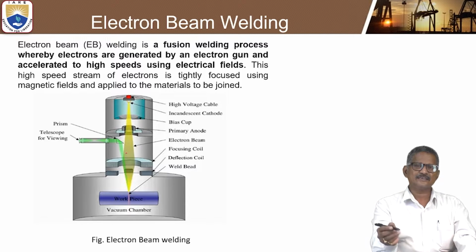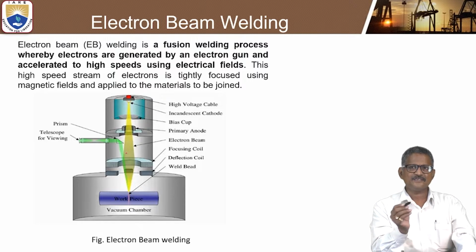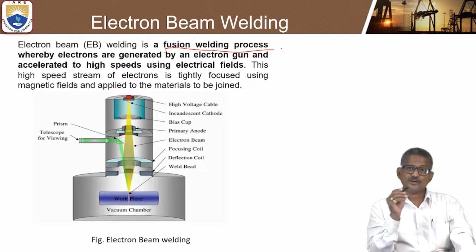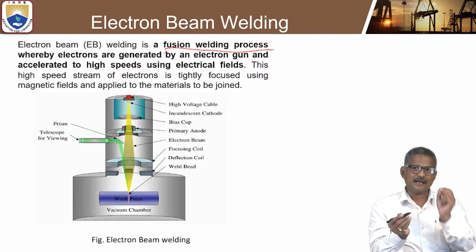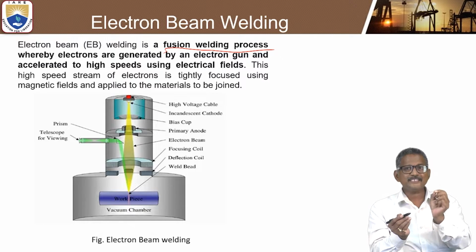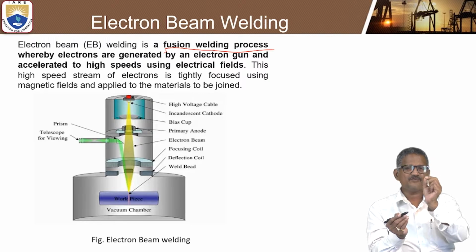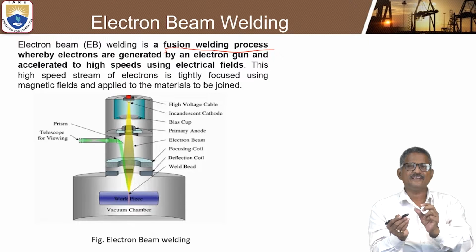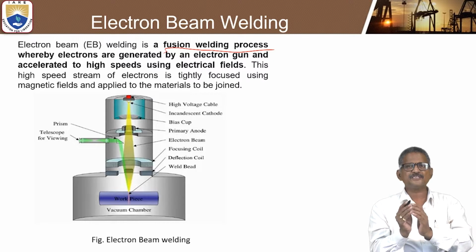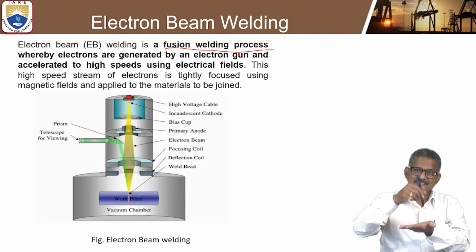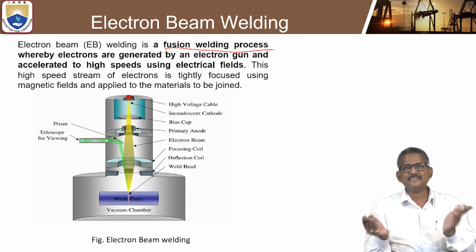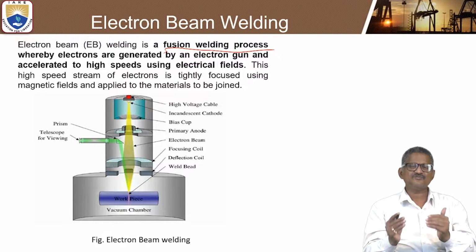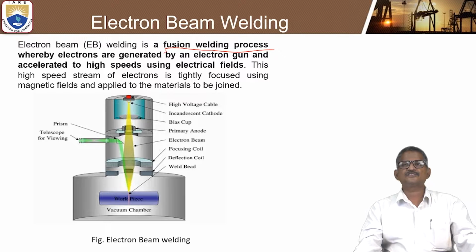Technically, electron beam welding is a fusion welding process whereby electrons are generated by an electron gun and accelerated to high speeds. The high speed flow of electrons is generated using electrical fields. This high speed stream of electrons is tightly focused at a single point by using magnetic fields and applied to the material which has to be joined. This is the technical definition of electron beam welding.